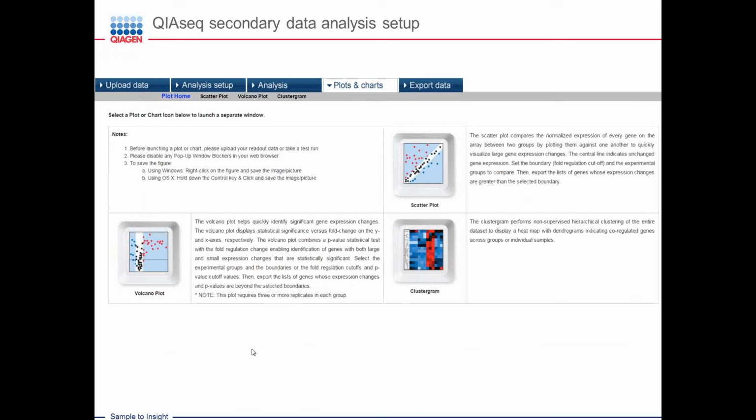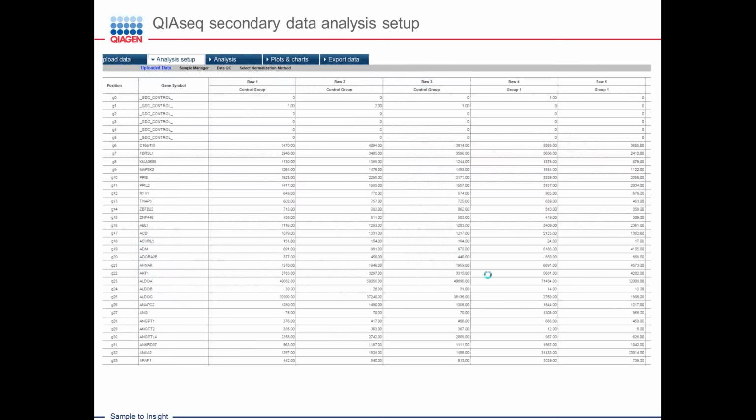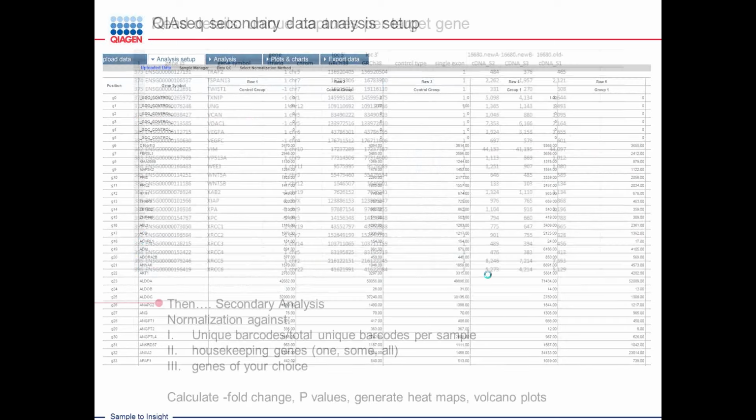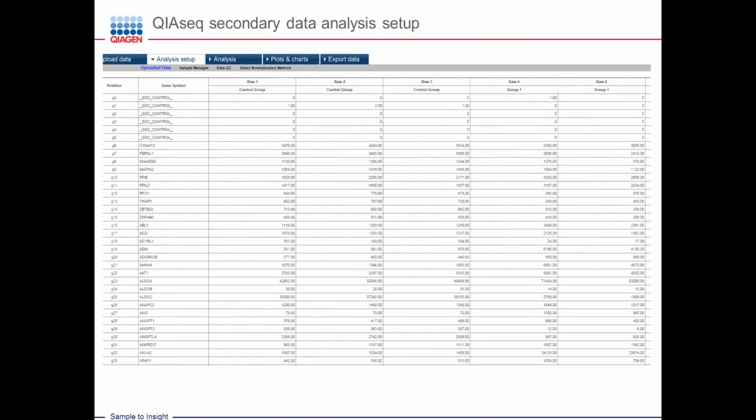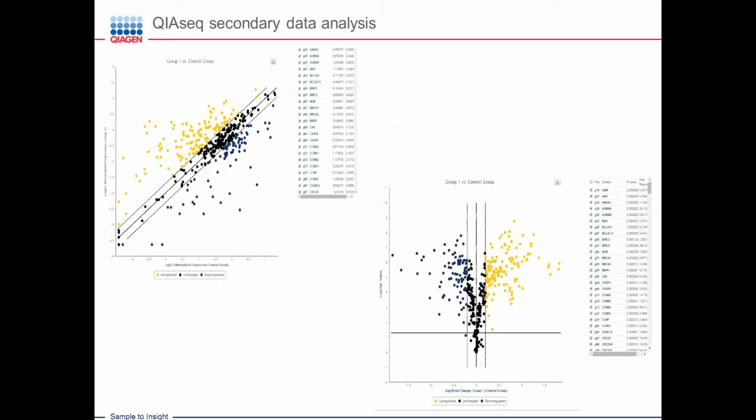You don't have to do this here. You can just take your primary data analysis and leave with the unique tags per gene and do your own data analysis. You can take the raw data and leave, or you can generate the kind of plots that you're used to generating for differential gene expression analysis. And if you've got replicates, then you can get p-values and such.